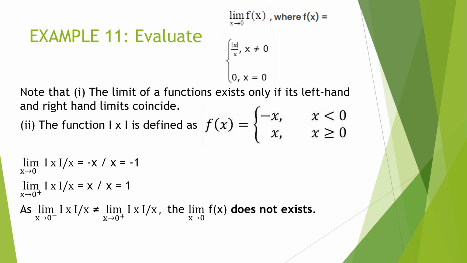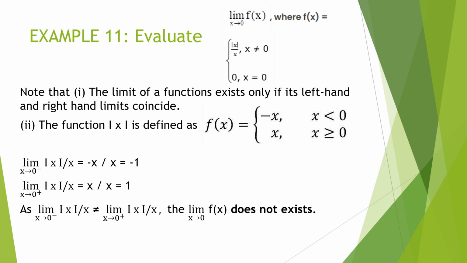Limit x tends to 0 plus, that means from the positive side when your x tends to 0, it is mod x upon x, but in this case your x is greater than or equal to 0. So f(x) is x by the definition of the mod function. So this limit is equal to x upon x, which gives you 1. So in this case we have found that limit x tends to 0 minus and limit x tends to 0 plus, both left hand and right hand limits, are not the same. So the limit of this function as x tends to 0 does not exist.